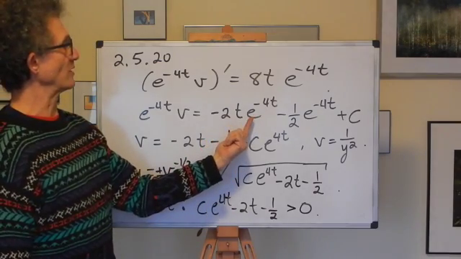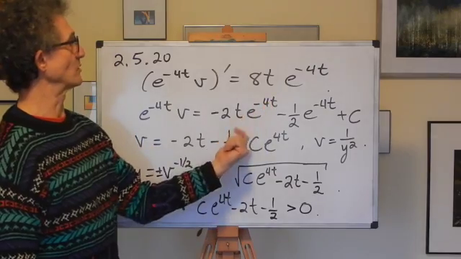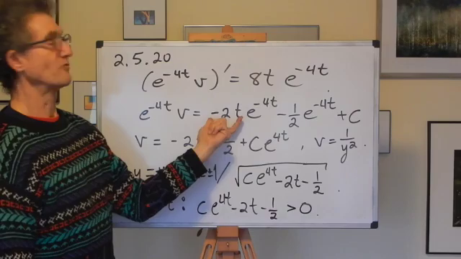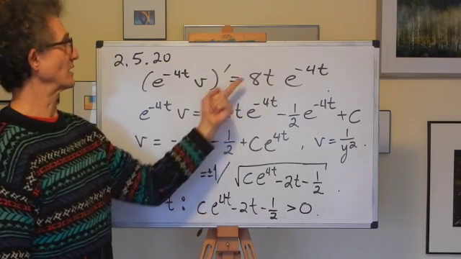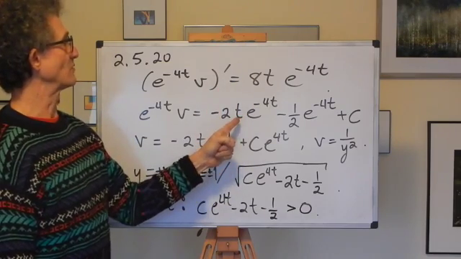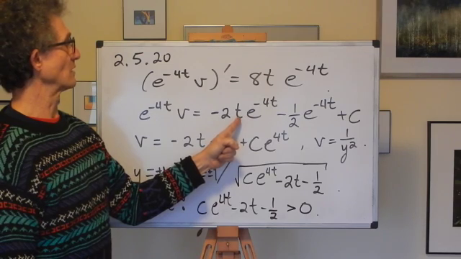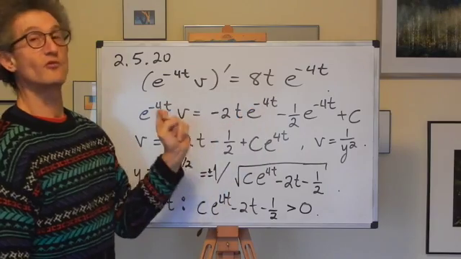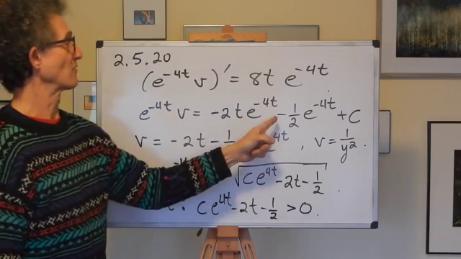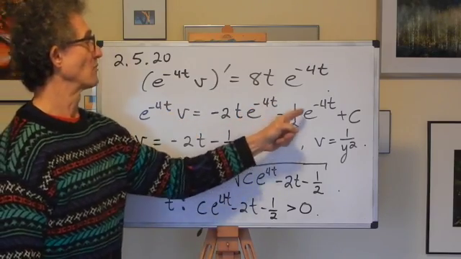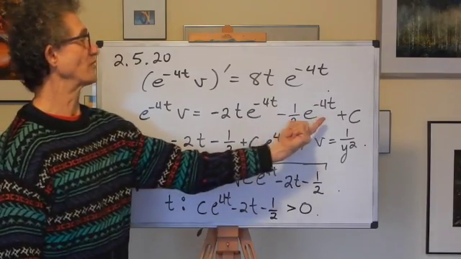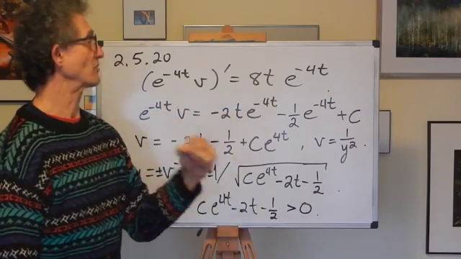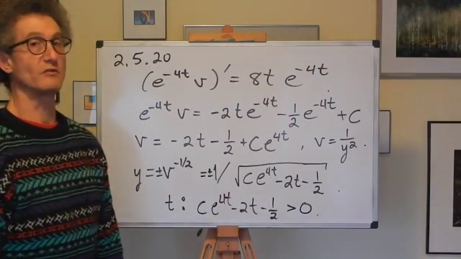And so when we differentiate e to the minus 4t, we'll get e to the minus 4t again times minus 4. So if we have a minus 2t in front, we'll get 8t. And then when we differentiate the term t here, we get minus 2 e to the negative 4t. We don't want that. And so let's subtract 1/2 e to the minus 4t. When we differentiate this, we'll get plus 2 e to the minus 4t. And so that's good. And then we have a constant of integration.